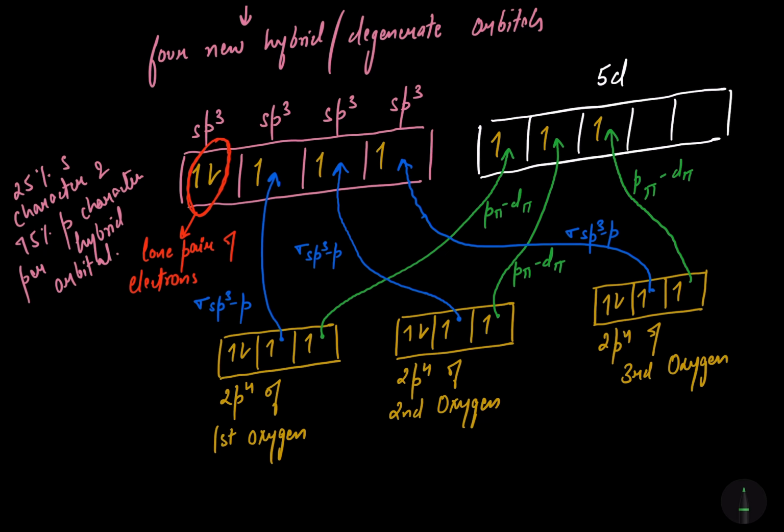So here you can easily see that hybrid orbitals are forming sigma bonds with the 3 oxygen atoms, and the 5d orbitals are forming pi bonds with the orbitals of the 3 oxygens. So I'm clearing it again that hybrid orbitals are forming only and only sigma bonds, and the unhybridized 5d orbitals of xenon are forming the pi bonds.